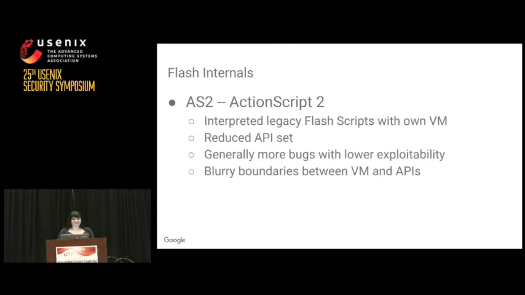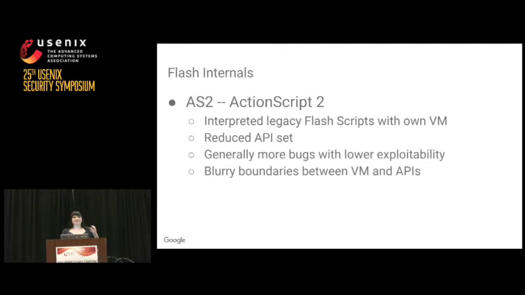So from a virtual machine perspective, from the Flash plugin perspective, it consists of three main components. The first one is the ActionScript II VM, as I mentioned. This is the old interpreted VM. It is just a huge while loop. And if it needs to call into a native API, it just branches out of the while loop and branches back. It has a reduced API set because it only supports the APIs up until when it was deprecated. And I would say it generally has more bugs, but with lower exploitability.